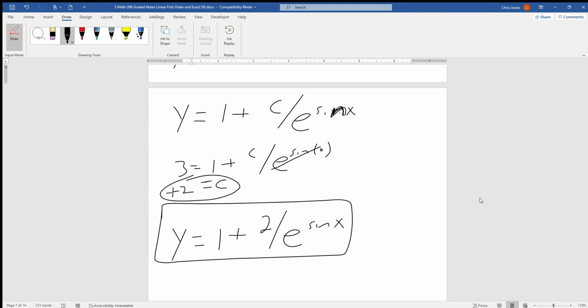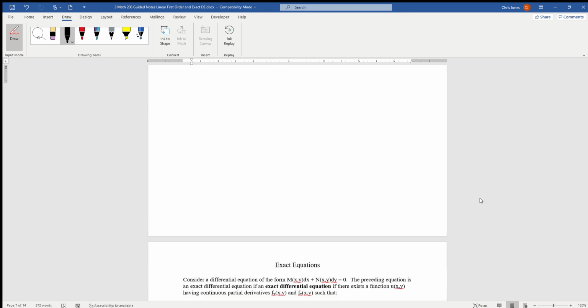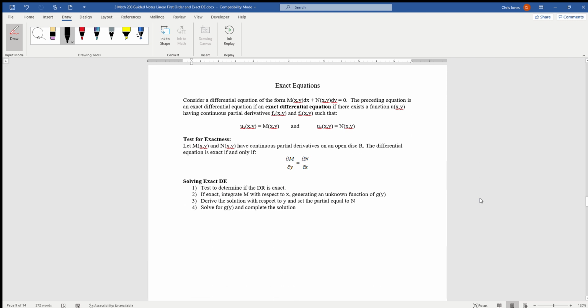All right, so that's the last of our linear types of equations that we're going to look at, at least for now. We are going to look at a second type of differential in this series, and that's going to be called an exact equation. Exact equations are pretty easy as well.